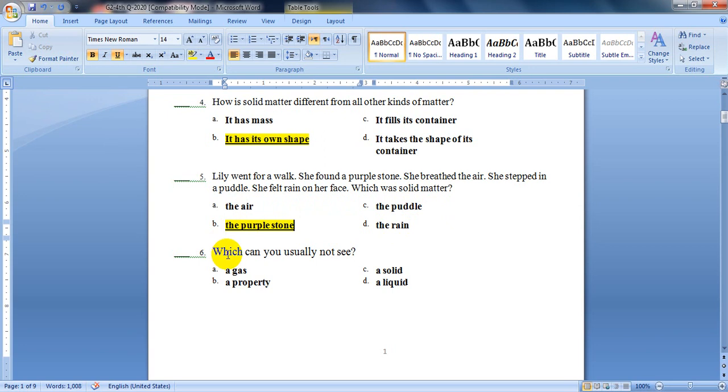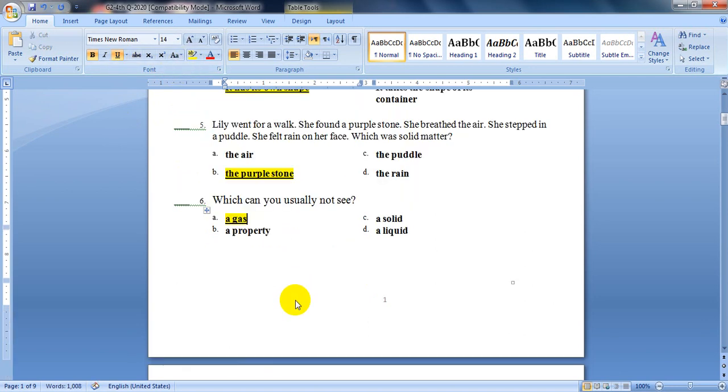The next question, which can you usually not see? We cannot see a gas, a property, a solid, or a liquid. We cannot see a gas.